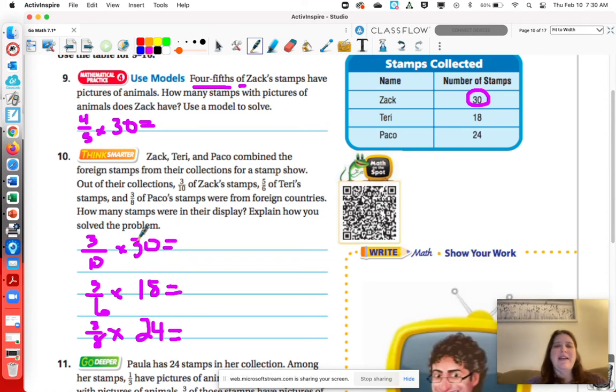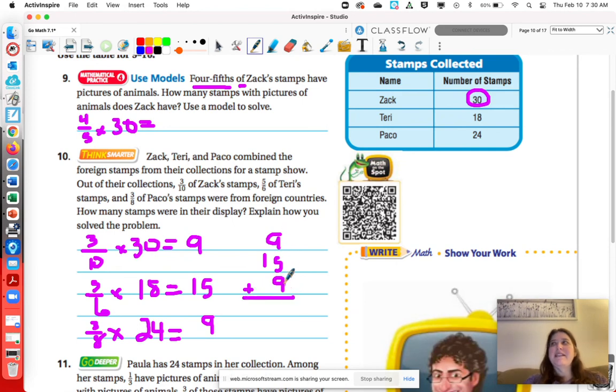So let's do that one. We're going to divide by the bottom. 30 divided by 10 is 3. And 3 times 3 is 9. 18 divided by 6 is 3. And 3 times 5 is 15. And then 24 divided by 8 is 3. 3 times 3 is 9. And then I'm going to add those 3 together.